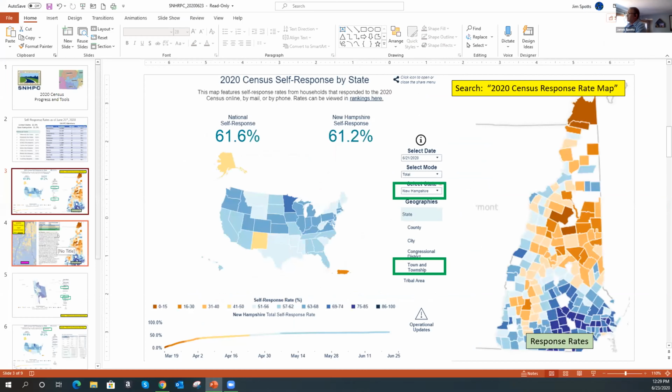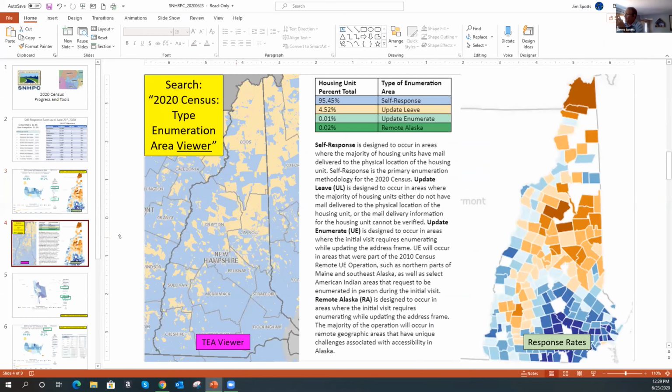So the next thing I'd like to present is that there were a couple of ways you could take the census inside the state of New Hampshire. The first one was self-response, which was about 95% of the households or residences within the state, and then about 4.5% was updated leave. But if you look at the actual geographical area that is updated leave, it's fairly significant throughout the state. You'll find that the areas of updated leave correlate almost directly to those areas inside the state that have a lower self-response rate.